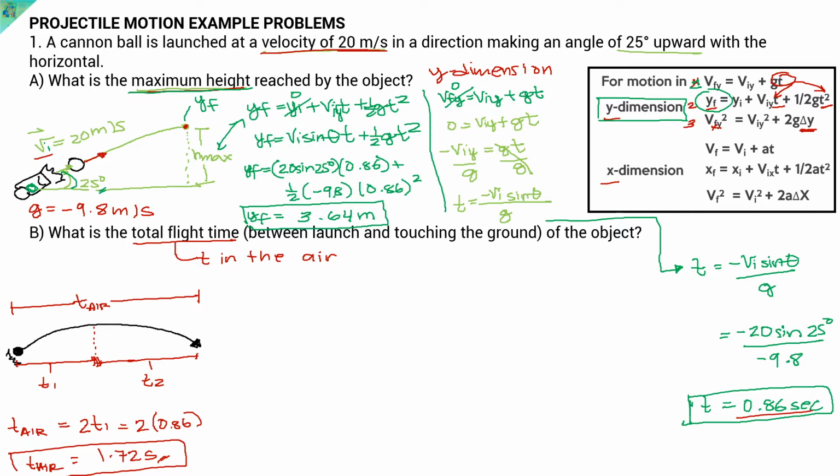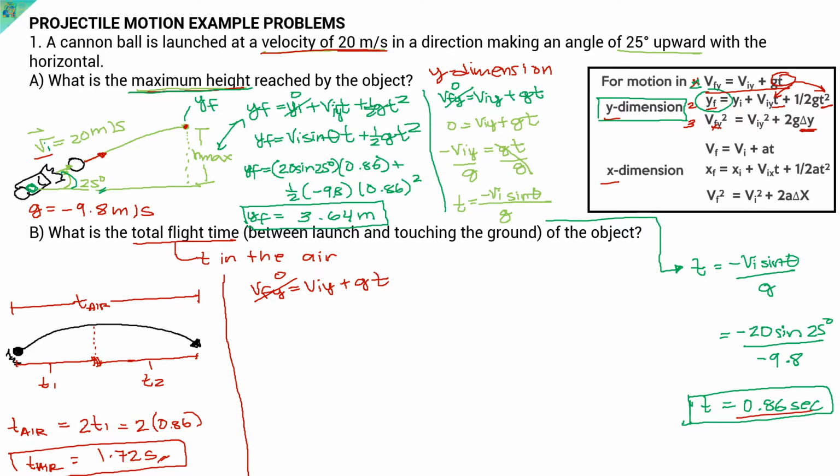Okay. What is the other strategy? The other strategy is that we are to use our formula. We'll write it here. The formula, which is the first formula here, right? So that's V_fy is equal to V_iy plus g t. And again, our final would be 0.